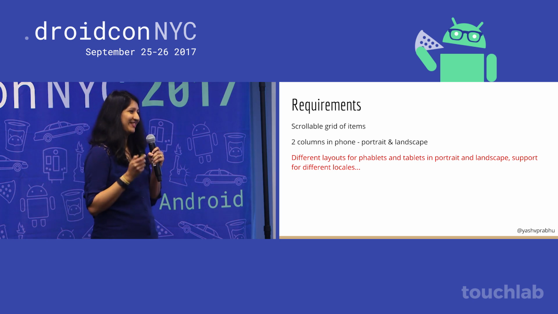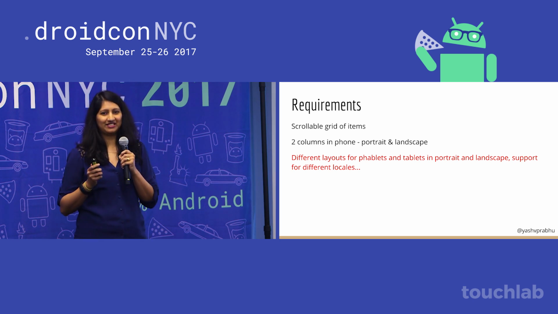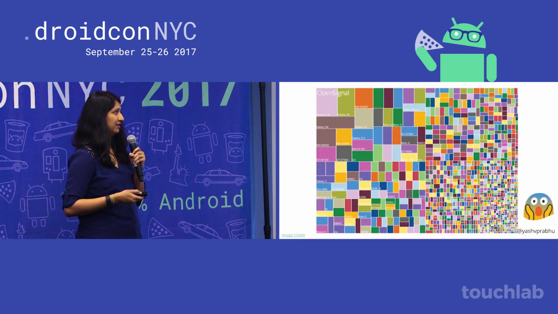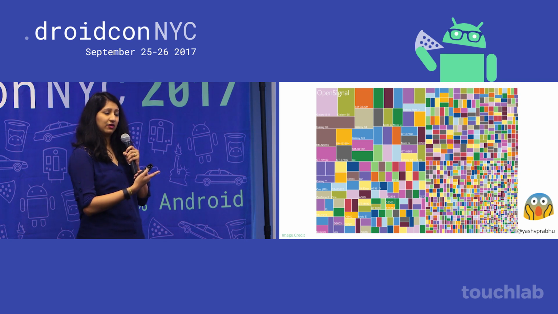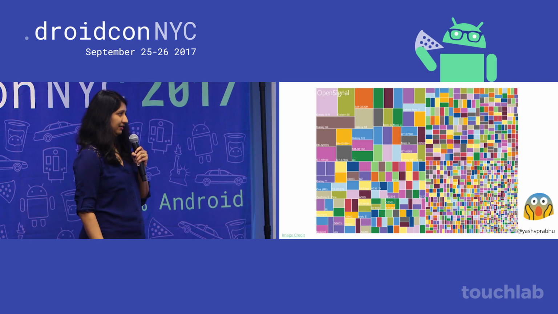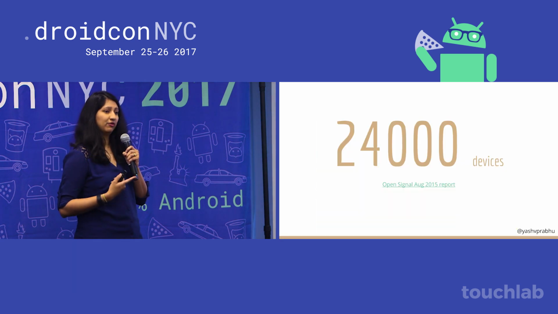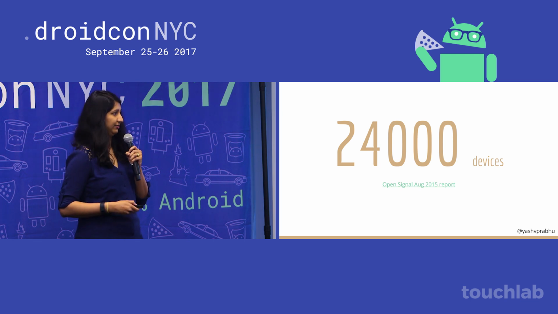But when you're actually building something, you're not just designing for one device type, not just phone, not just tablet. You're designing for thousands of devices. And it looks like this. This was something that a company called OpenSignal put out about 2 years ago about the variety of screen sizes you're designing for in Android. 24,000 devices, and this was 2 years ago, so I have no idea how much it is right now.